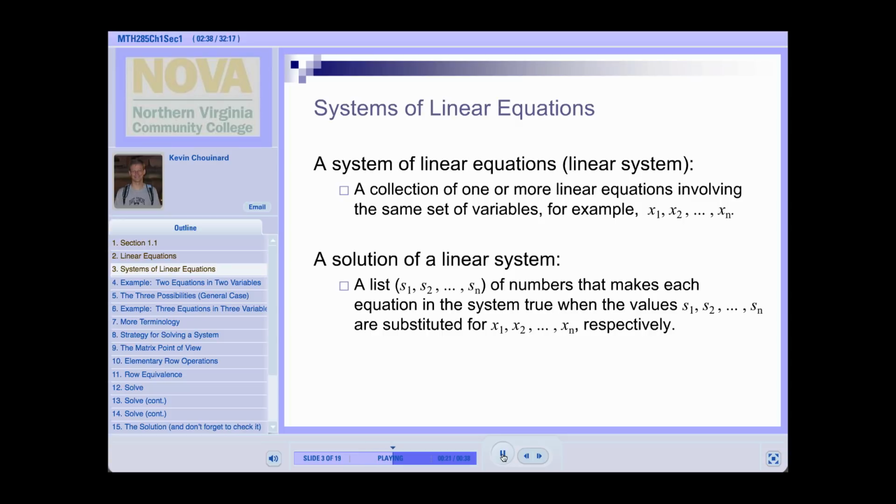A solution to a system of linear equations is going to be a set of numbers that when you plug them in for the variables, gets plugged into the equations in such a way that each of the equations in the system of equations becomes a true statement.